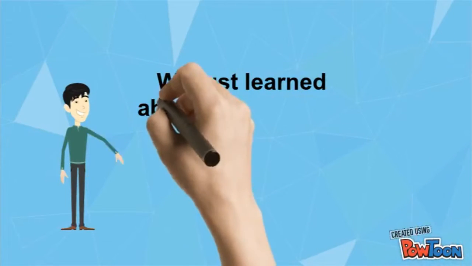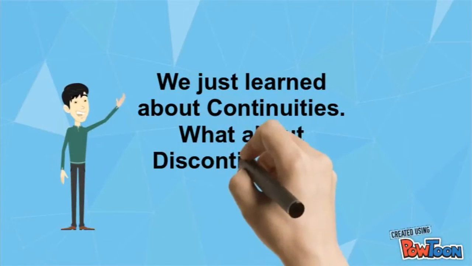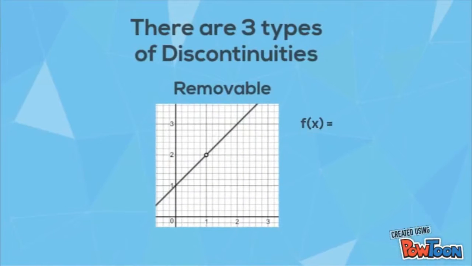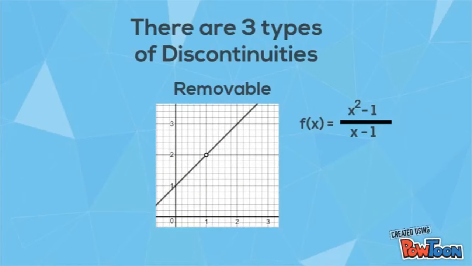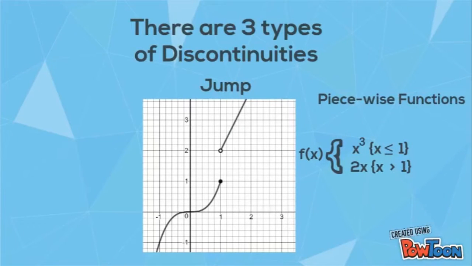We just learned about continuities. What about discontinuities? There are three types of discontinuities: removable, jump, and infinity.